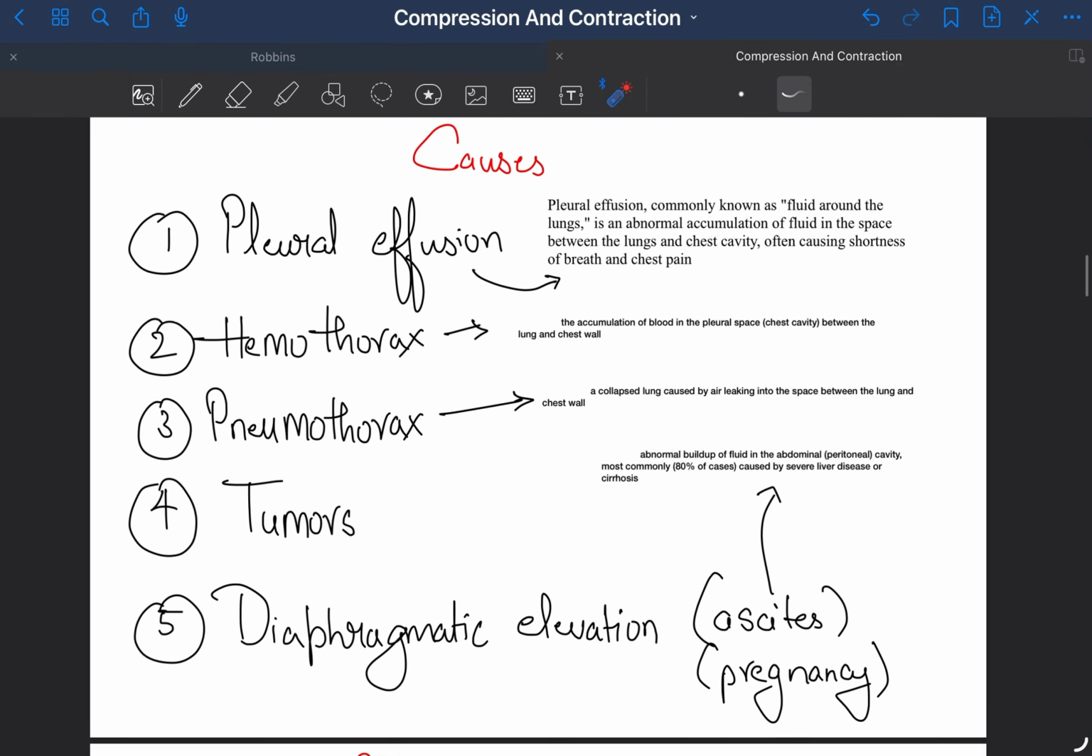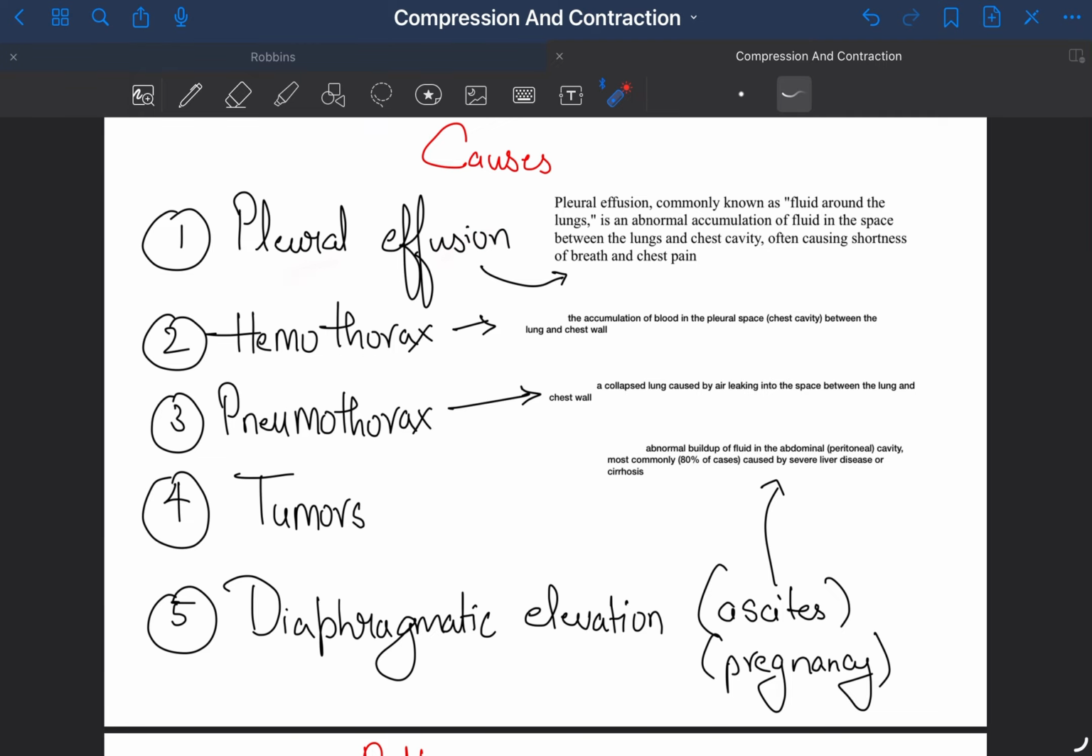Coming to the causes, we have pleural effusion. Pleural effusion is commonly known as fluid around the lungs. It is an abnormal accumulation of fluid in the space between the lungs and chest cavity, which often causes shortness of breath and chest pain.